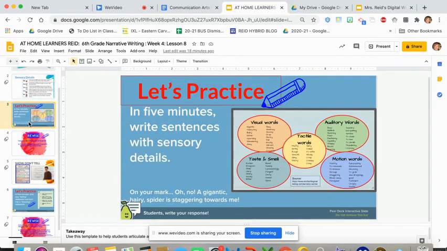So when you do the practice and it says answer here, I want you to put your name, put your hour, and then you're actually going to do the practice sentence. You can do one sentence, you can do two sentences, you can do three sentences. Just have a little fun with this. I just want you to get into the habit of writing a sentence using some of those sensory details.